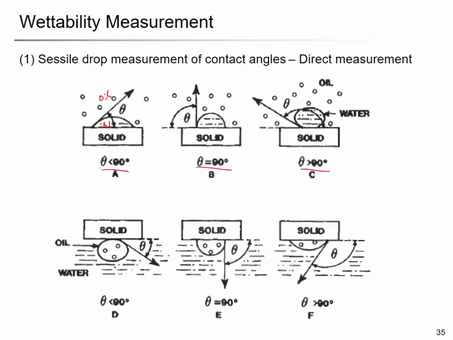You have an oil droplet surrounded by water. In this case, you measure the contact angle through the denser phase. So theta is less than 90 degrees still, and it's a water wet case, neutrally wet, and the oil wet case. So it doesn't matter whether you measure it with a water droplet surrounded by oil, or with an oil droplet surrounded by water, you should obtain the same contact angle value, because the convention is you measure it through the denser phase.